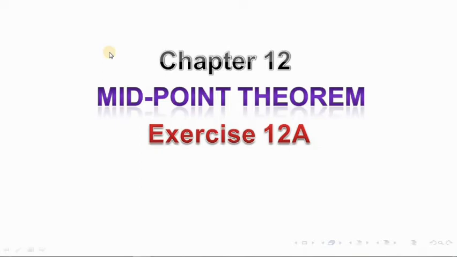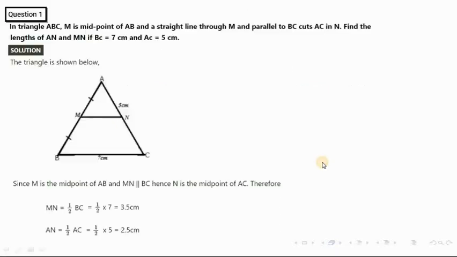So today we'll begin with the problems on midpoint theorem, that is exercise 12a. Alright, so the first question says, in a triangle ABC, M is the midpoint of AB, a straight line through M and parallel to BC cuts AC in N. Find the lengths of AN and MN if BC is equal to 7 centimeter and AC is equal to 5 centimeter. Now, whatever is given out here, we'll draw the same in a diagram.